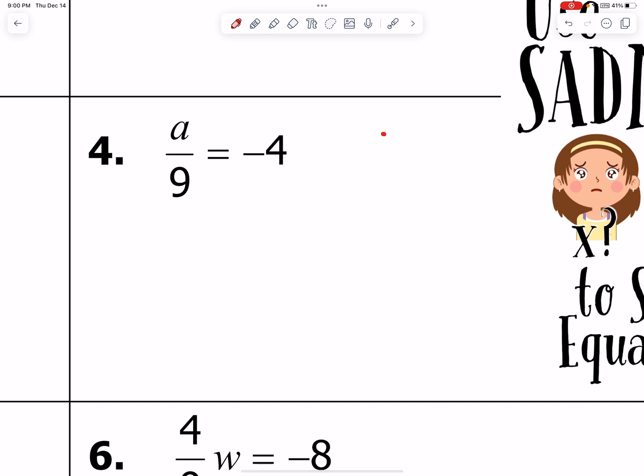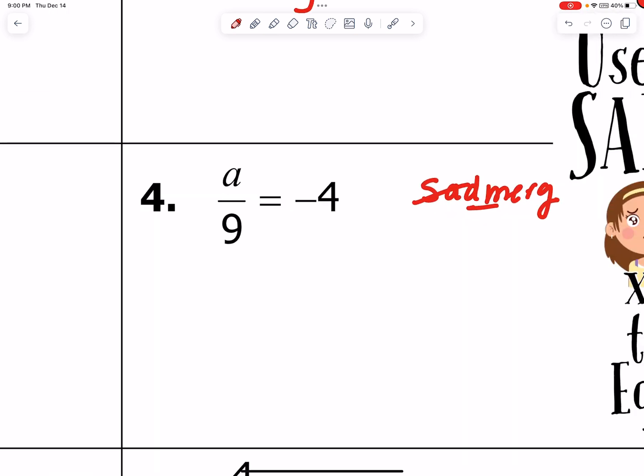All right, let's take a look at SADMERG. Okay, there's no addition or subtraction. There is division or multiplication. So we have an A divided by 9. Let's take a look at how you show the opposite. So instead of divide by 9, we have multiply by 9. Here's what you do for this. You're going to put your little dot there, and I want you to put the 9 up here in the numerator, because that's really what you're doing.